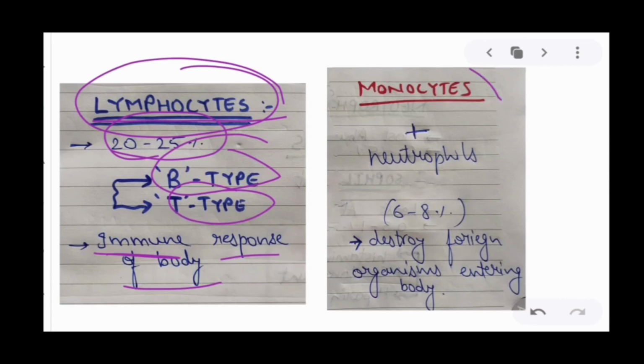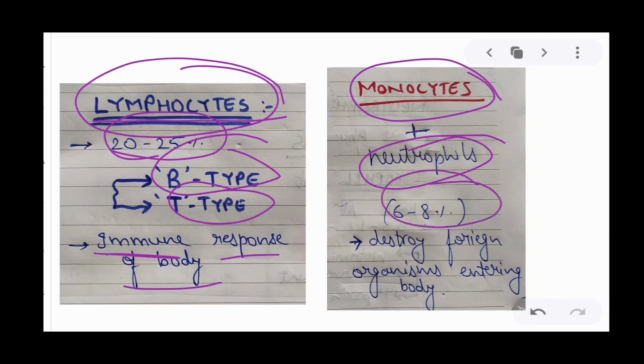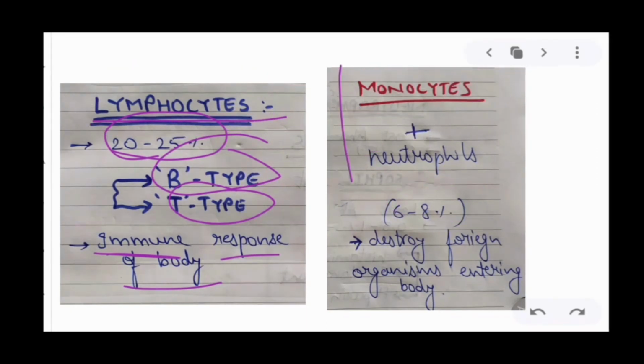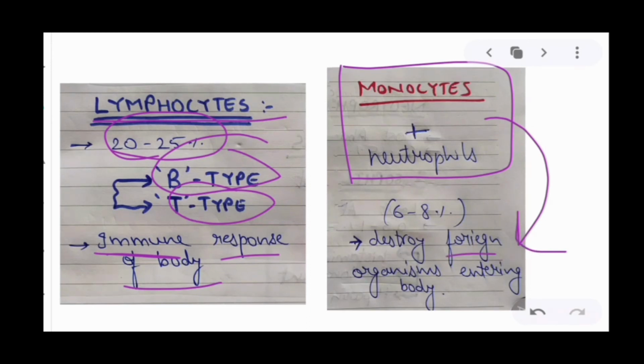And the monocytes, along with the neutrophils that we studied in the granulocytes, they both combine and form 6 to 8%. But the main thing is that the monocytes do not form 6 to 8% with the neutrophils. Actually, the quantity of the monocytes is such that when the monocytes and neutrophils combine, they have the destroying function if the foreign organisms enter into the body.